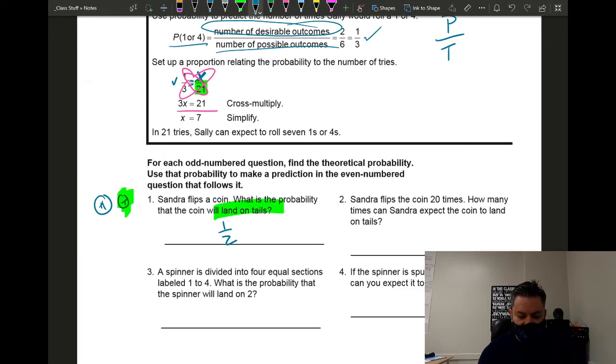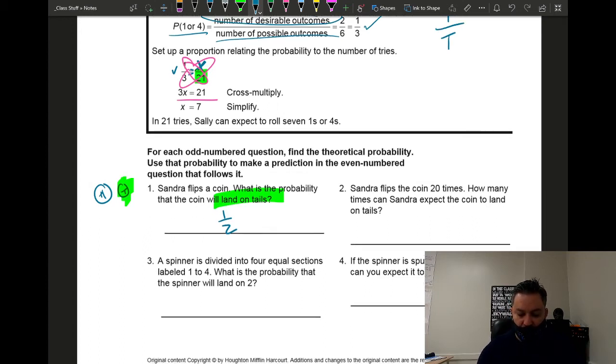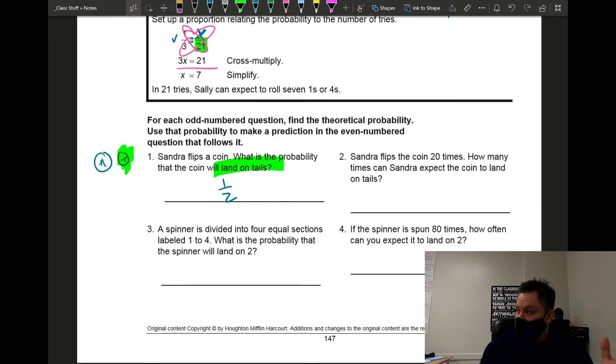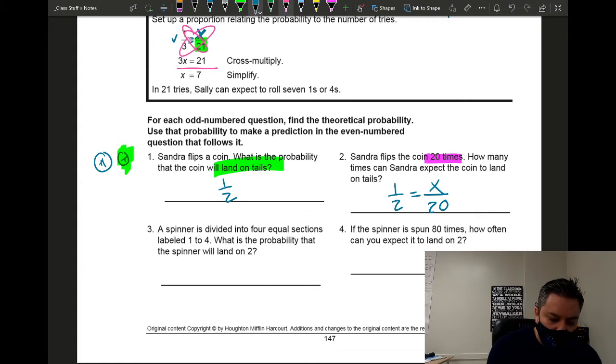Now, number 2 says, Sandra flips the coin 20 times. How many times can Sandra expect the coin to land on tails? So now, we already know the basic probability for that, which is 1/2, equal, how many times is she going to do this experiment? 20 times. So you're going to do 20, and you want to know how many times you can expect that to happen. You're going to do cross products.